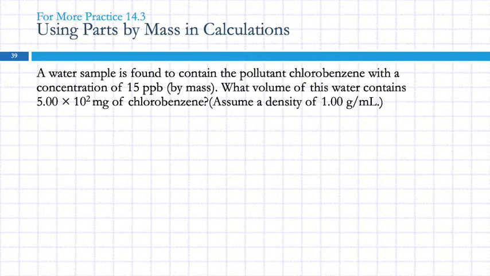A water sample is found to contain the pollutant chlorobenzene with a concentration of 15 ppb, parts per billion, by mass. What volume of this water contains 5.00 times 10 to the 2 milligrams of chlorobenzene? Assume a density of 1 gram per milliliter. So we've got 15 parts per billion by mass. We've got 5 times 10 to the 2 milligrams of chlorobenzene, and we have this density. And then we're asked what volume of water.